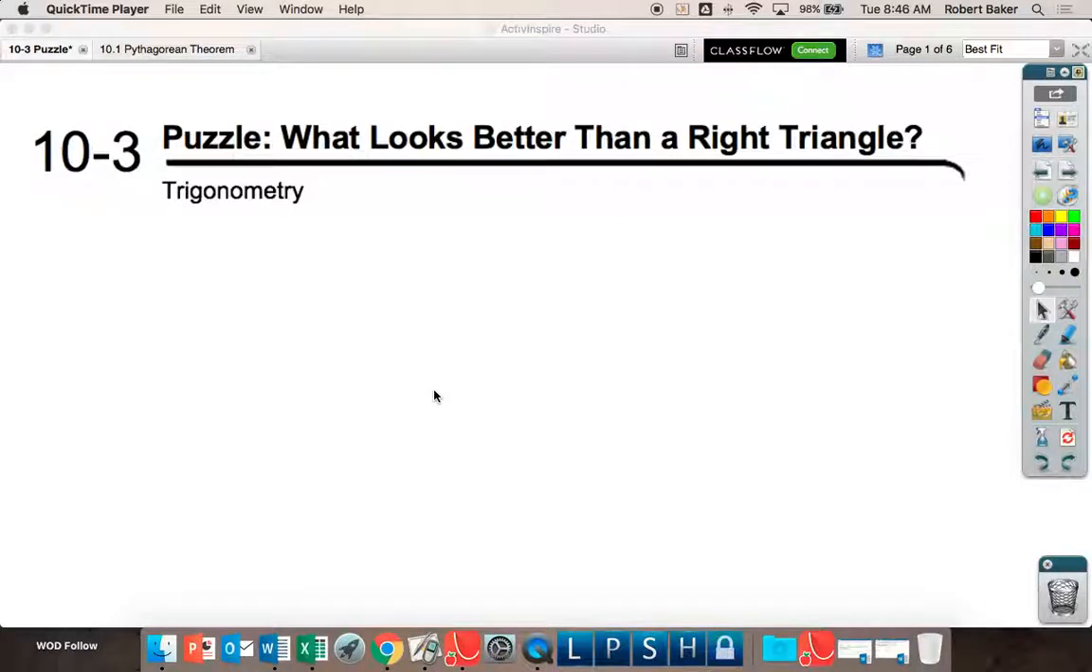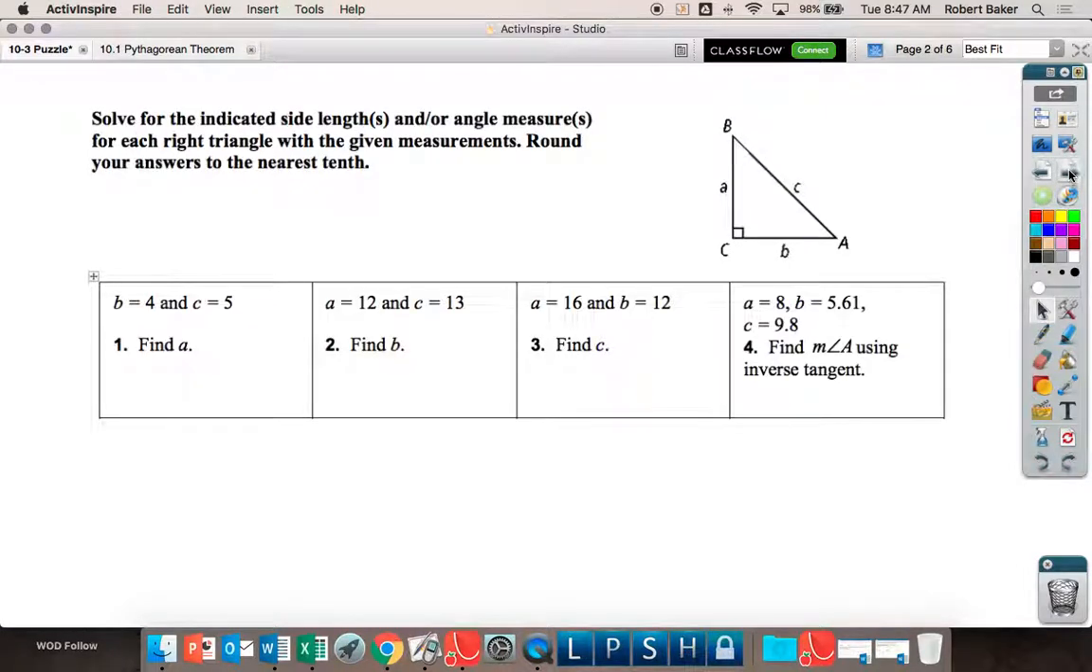All right, so just a review of trigonometry. The instructions say solve for the indicated side length or angle measure for the right triangle and round your answer to the nearest tenth. So what we have is just one generic triangle, and then we have math in each box. So we're going to reuse that triangle every time.